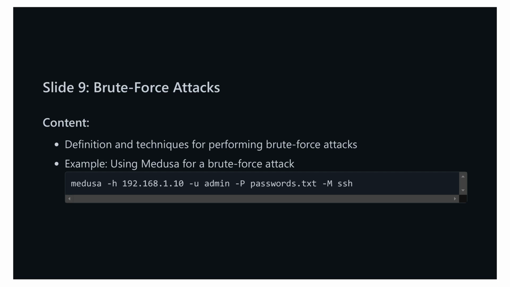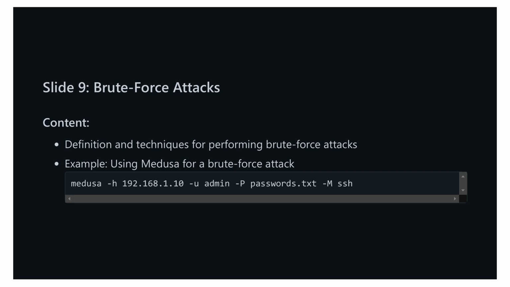Here's an example of a brute force attack using a popular tool called Medusa. medusa -h 192.168.1.10 -u admin -p passwords.txt -M ssh. In this command, -h 192.168.1.10 specifies the target IP address.